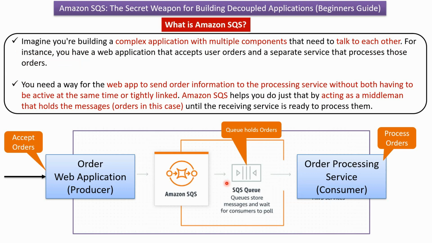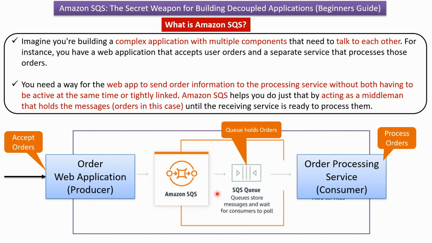Imagine you are building a complex application with multiple components and those components need to talk to each other. For example, you have an order web application which accepts the orders and you have an order processing service which will process the orders. In this use case, you need a way for the web application to send order information to the processing service without both having to be active at the same time or tightly linked. And in this scenario, Amazon SQS helps.